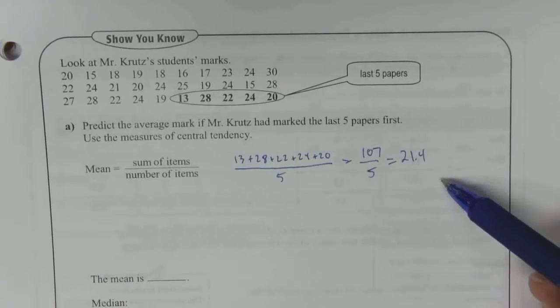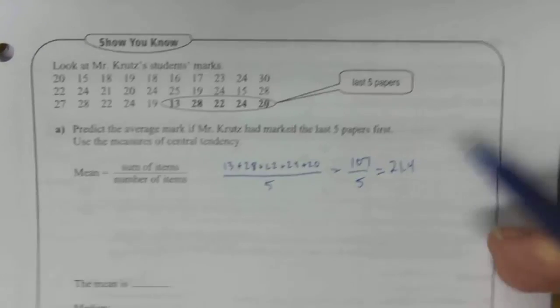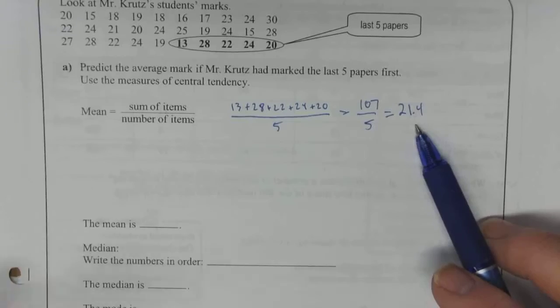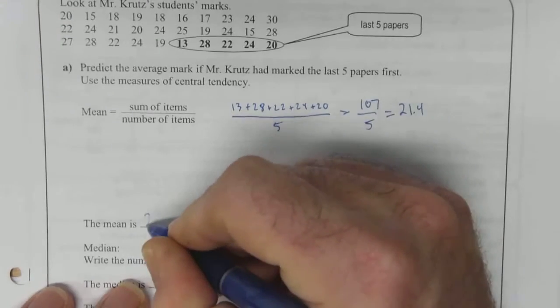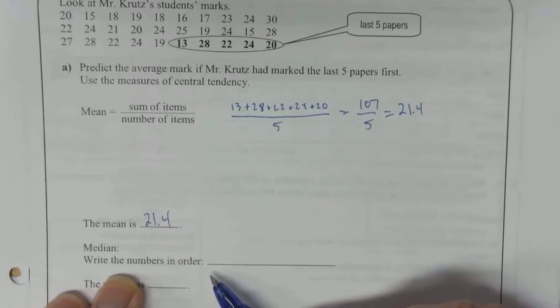So this time around we've got an average of 21.4. Originally we had found an average of 18. When we looked at the entire class, it was 21.63. So 21.4 is actually pretty close to the entire average. So 21.4. The median, write the numbers in order.